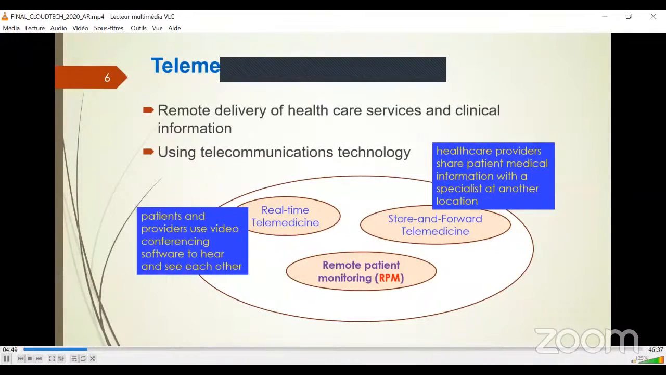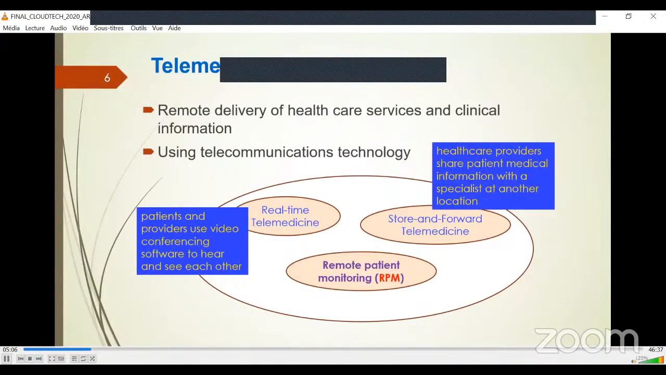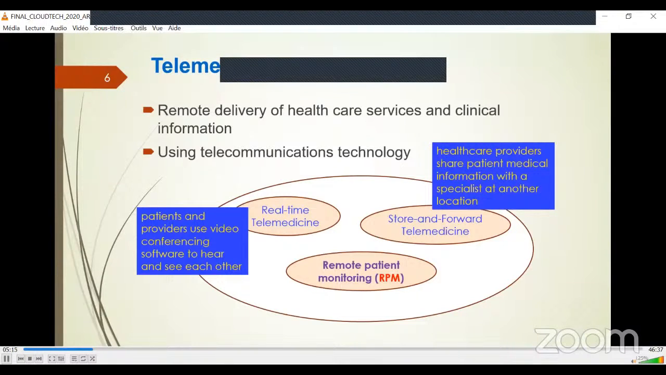And this is a simple scenario where patients and providers may use some video conferencing software like Zoom, for example, what we are using now, or Skype, to talk to each other and to allow patients to maybe understand their condition better, or to inquire about their health condition from a specialist.